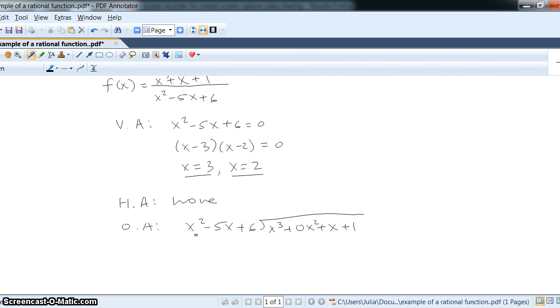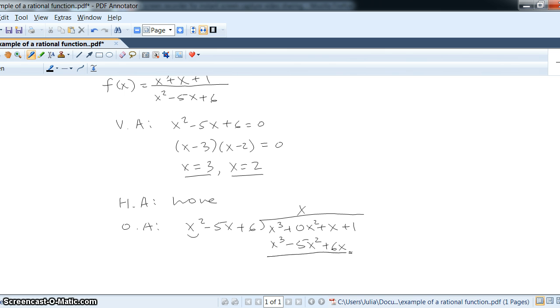So how do we perform long division? We take x squared right here, the leading term, and make it go into x cubed. Well, that goes x times. Now let's distribute the x back into this polynomial. So we're going to have x cubed, then x times negative 5x will give us minus 5x squared. Then x times 6 is going to give us plus 6x.